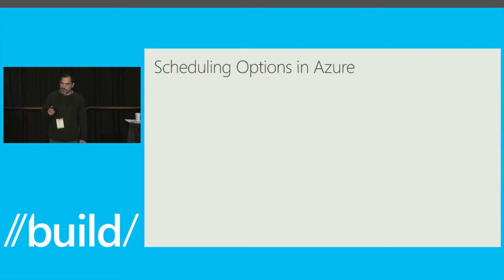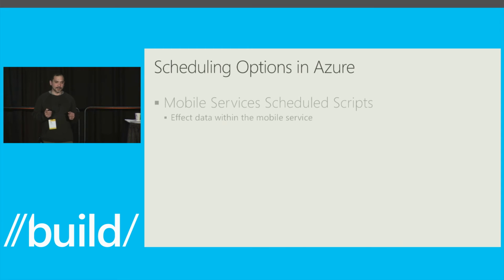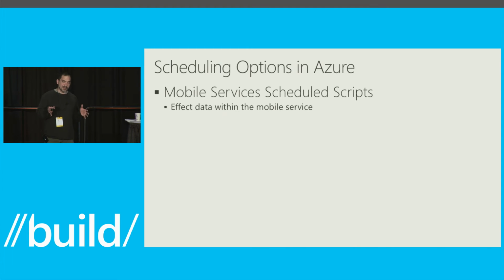So what are some scheduling options in Azure? I've described some of these other services that are using scheduler, and I get asked questions about where I should actually run my workload. For mobile services scheduled scripts, the intent is that you have scheduled workloads that affect data within the mobile service. They've created a lot of convenience capabilities in the language and in how those jobs get executed so that you can affect the data within that service very easily.